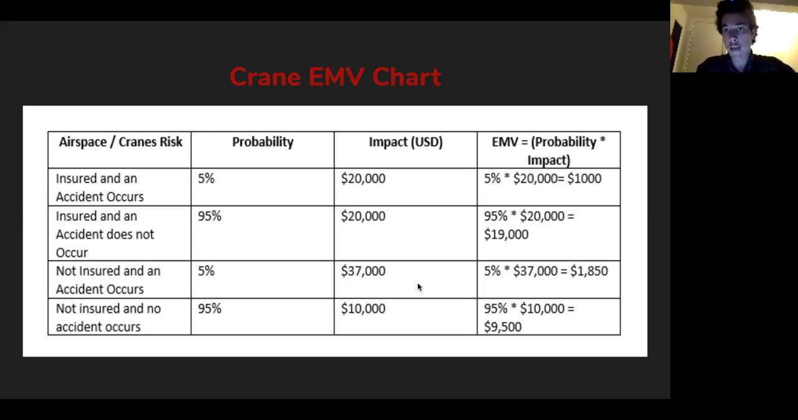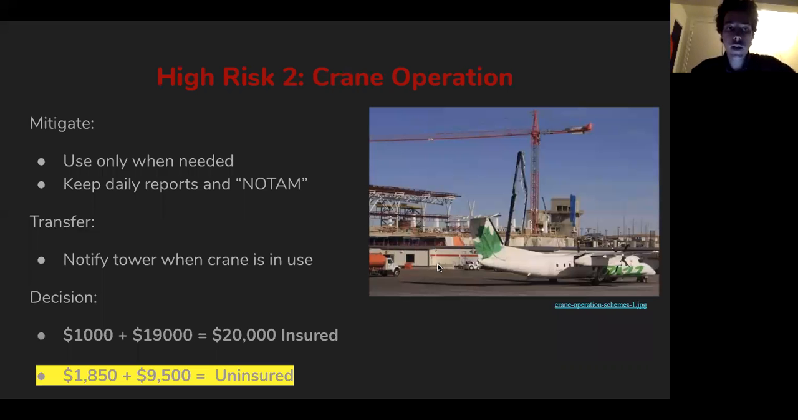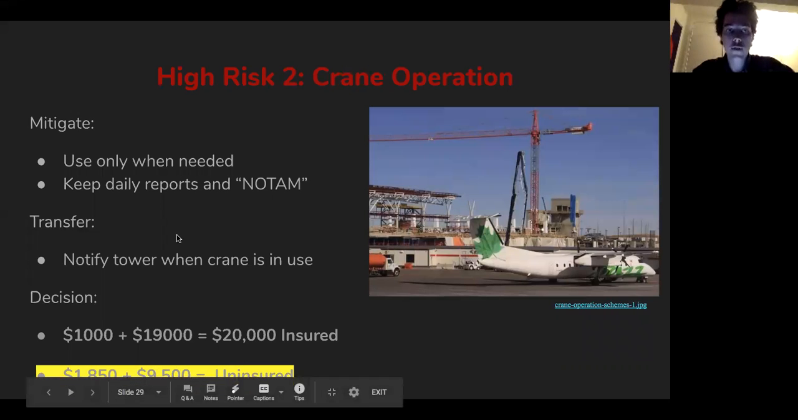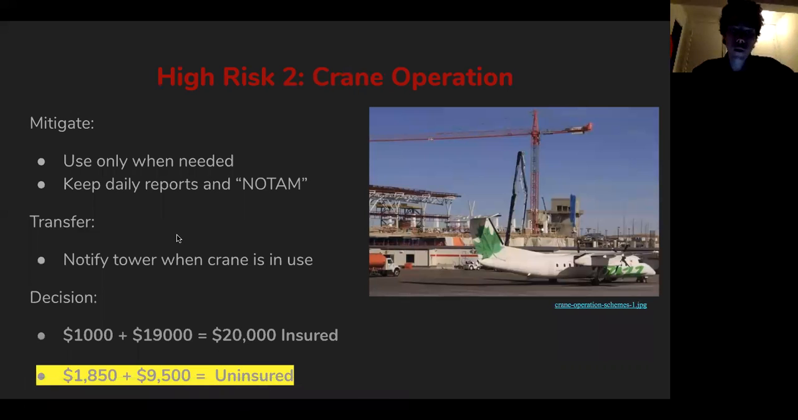So we add the 19,000 and the 1,000 together, as well as the 1,850 and the 9,500. And if you add 9,500 and 1,850 together, it comes out to around $12,000 compared to the $20,000 to insure. So comparatively, they are close in price. So it is somewhat up to the project manager to decide, depending on the budget.